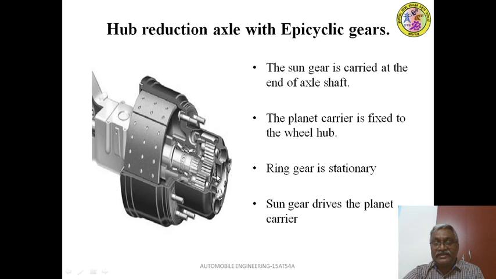At the end of the axle shaft, the sun gear is mounted. Around that are planetary pinions. These planetary pinions have a carrier. That carrier is attached to this wheel hub, whereas this ring gear is attached to the axle housing. At this end there is the differential housing. Okay, how does it work? We shall see here. This is a simple epicyclic gear train.